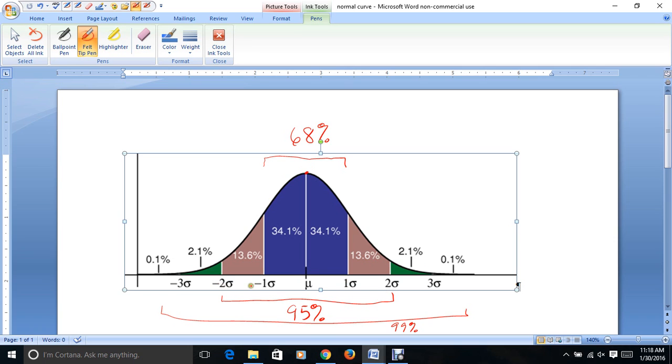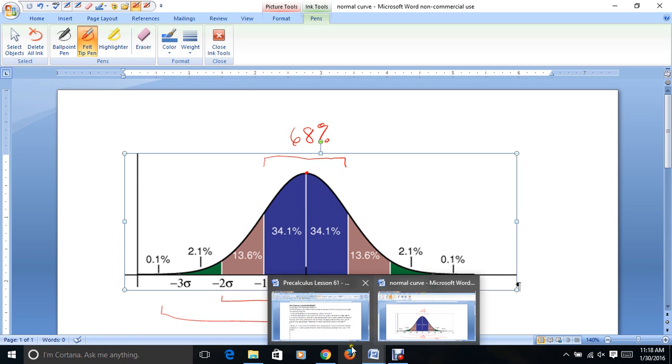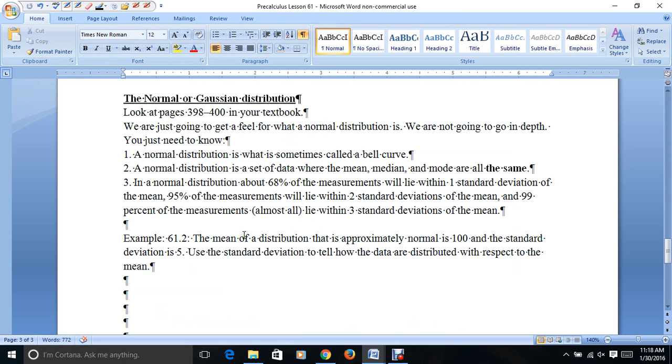And then 95% lie within 2 standard deviations of the mean. Okay, so those are the percentages you need to memorize for the normal distribution. You need to know that 68% of the values lie within 1 standard deviation of the mean, 95% lie within 2 standard deviations of the mean, and 99% lie within 3 standard deviations of the mean in any normal distribution, any approximately normal distribution. Okay, so that's basically what you need to know about the normal distribution.